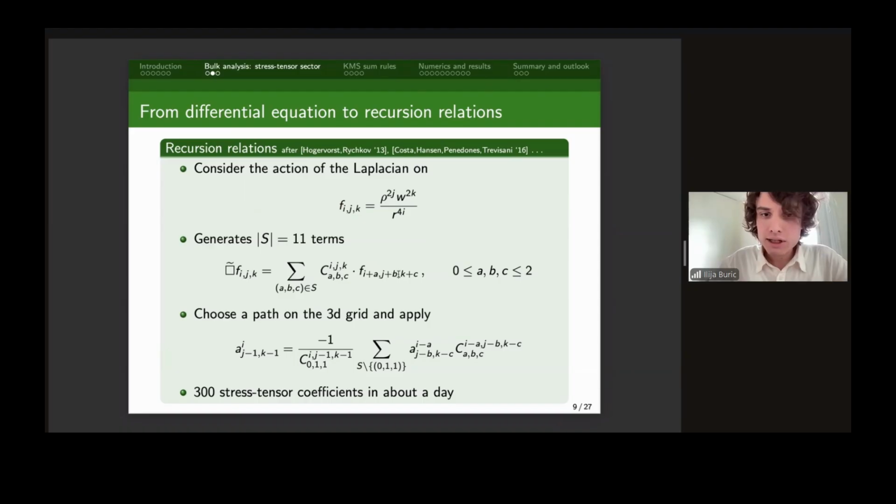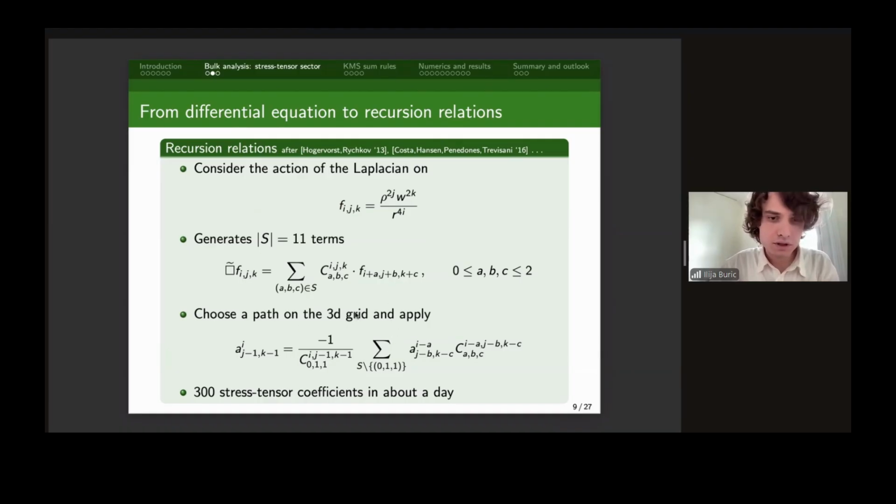So F_ijk, again, with these indices shifted by 0, 1, or 2. And then the way this works is that you consider these points ijk as forming some grid in 3D space, and you can express some extremal point of the grid in terms of the remaining 10 points here, and this is the recursion relation then. And then you just apply this formula over and over again to obtain all the coefficients in the expansion.